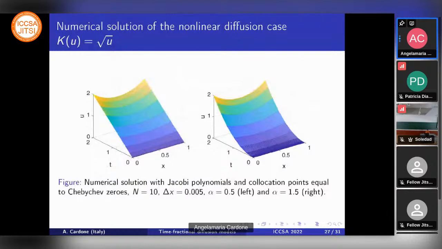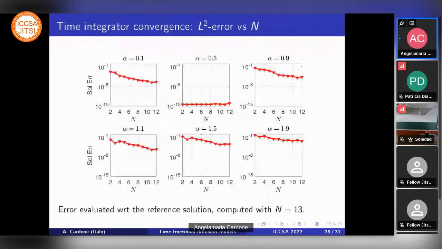And now, finally, one nonlinear example, in this case, a nonlinear diffusion example, k is equal to the square root of u. Here we have the numerical solution on the left when alpha is equal to 0.5, on the right when alpha is equal to 1.5. And still, in this case, we observe exponential convergence.